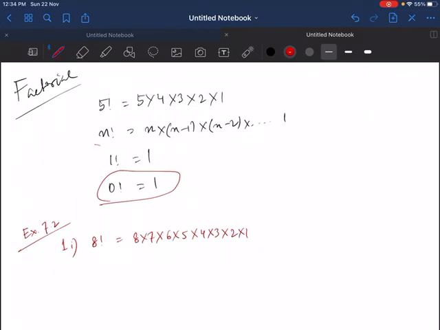Question number 2, it's very very easy. Just find out the value. Question number 2. Question number 3. All these are easy. Let me do question number 4.